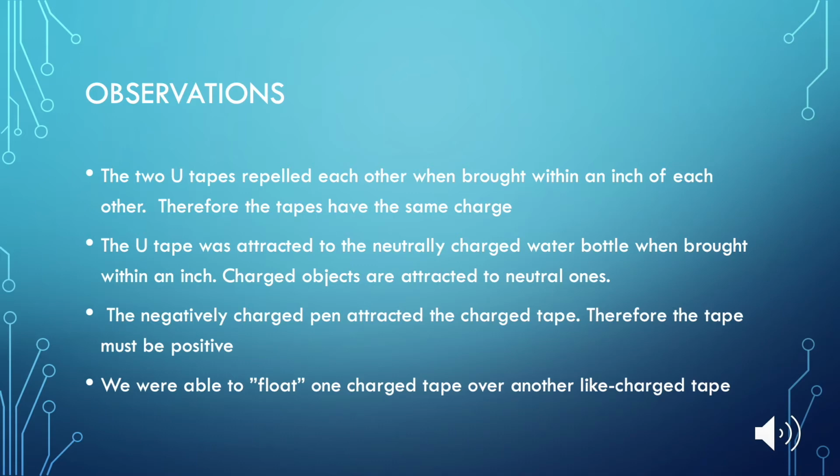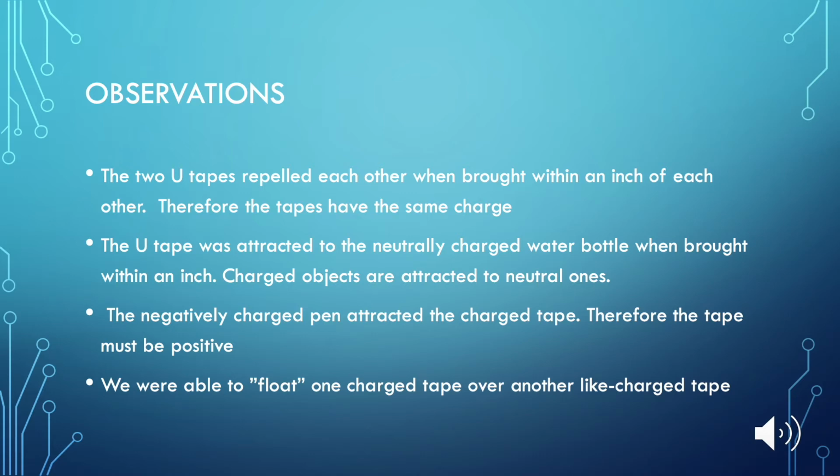The second experiment involved charging one piece of tape by also ripping it off another piece of tape and bringing it near a neutral object. The tape was attracted to the neutral object because the excess charge on the tape polarized the atoms on the neutral object. The third experiment involved charging a pen negatively by rubbing it in hair. The tape was attracted to the pen, so we were able to conclude that the tape was positively charged.